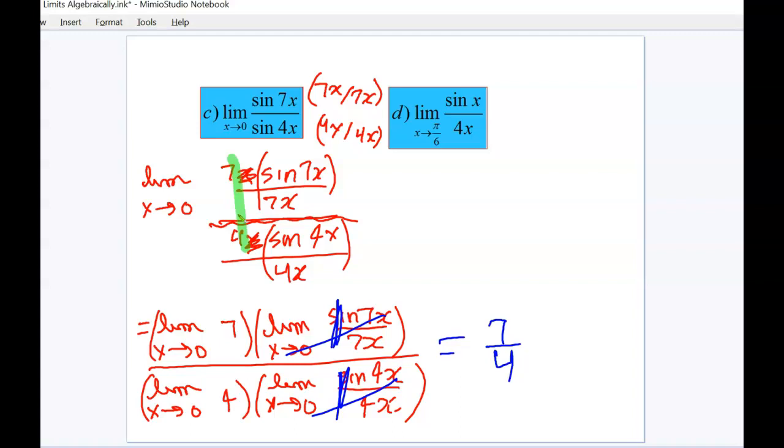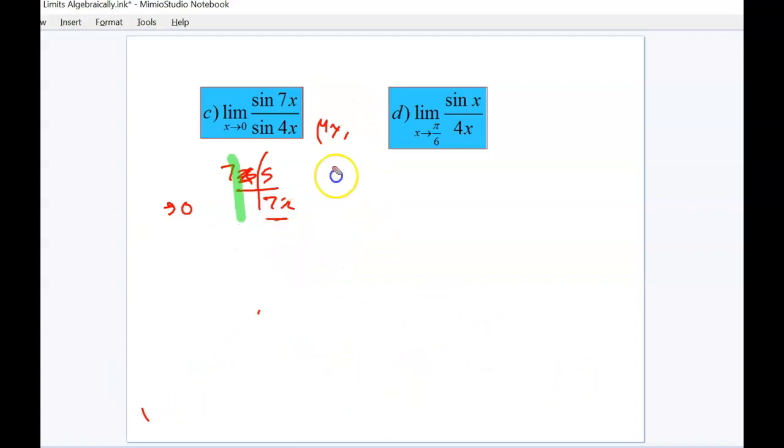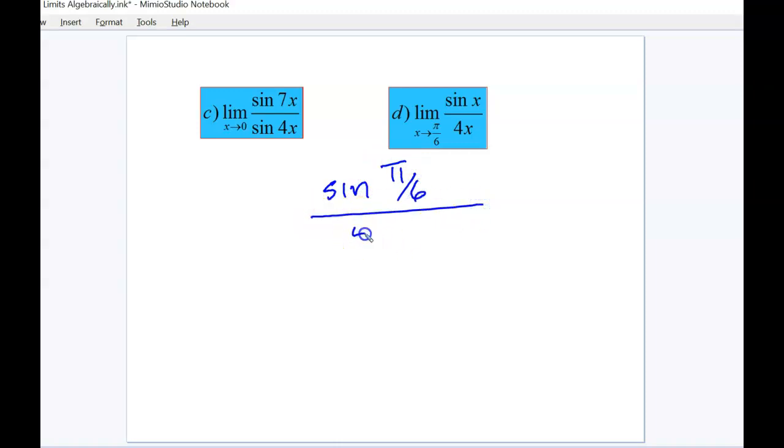In question D, I'm just going to erase all of this now. You can look back on the video if you need that. In question D, you have to be careful with this one because it is not approaching 0. It's approaching pi by 6. So this is a direct substitution: the sine of pi by 6 all over 4 times pi by 6.